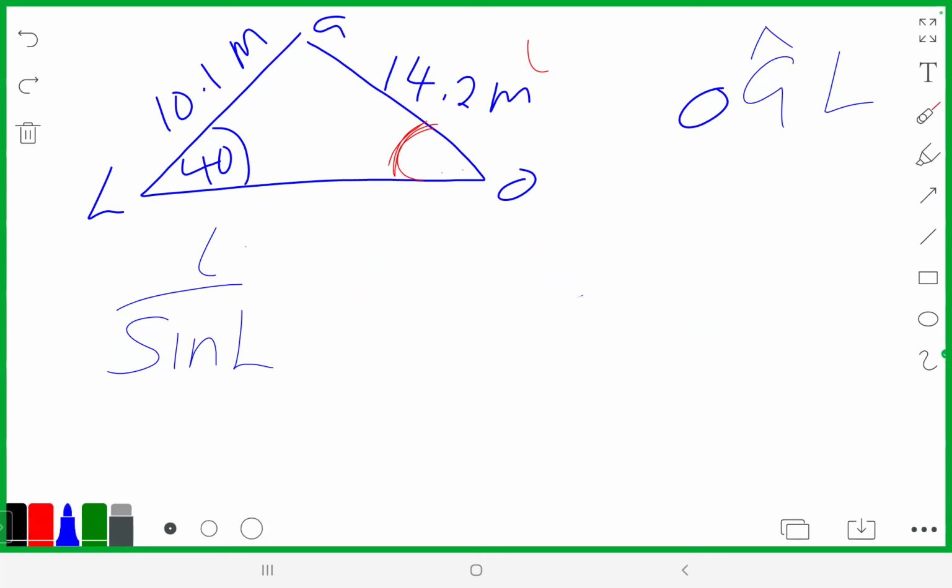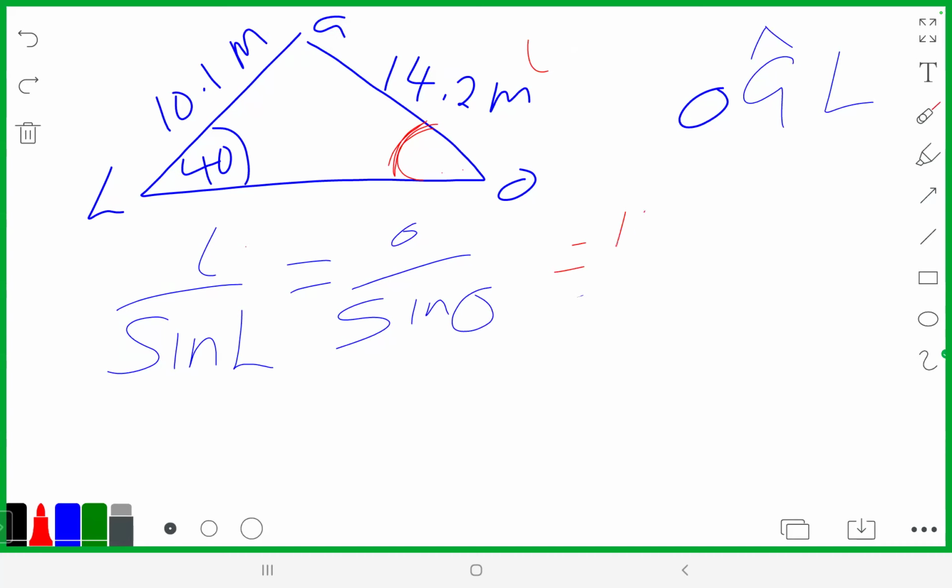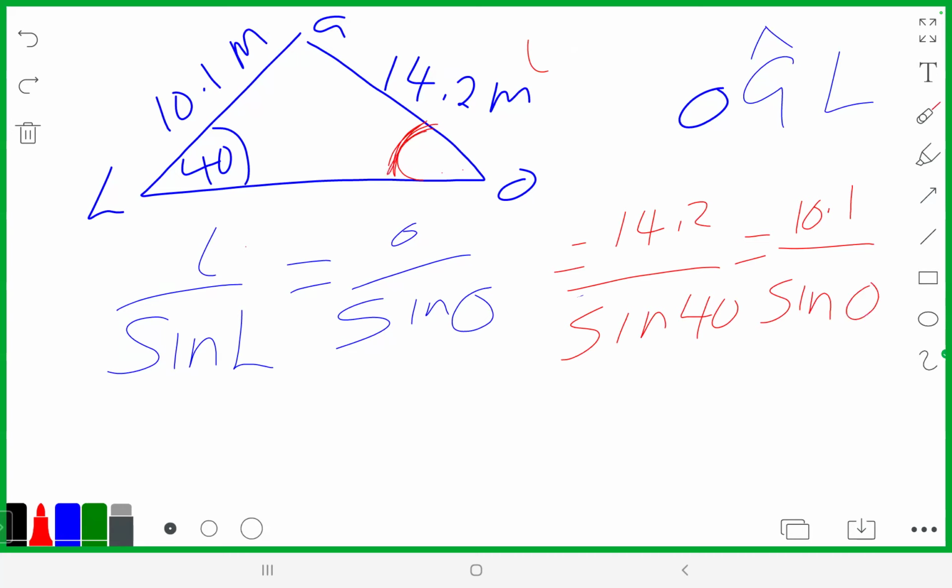So we'll remain with these two. We have side L and the sine L. So we can put side O equal to sine O. And we are going to look for sine O. Let's go ahead and calculate. What is side L? 14.2 divided by sine 40, isn't it? Equals side O, which is 10.1 divided by sine O. We want to find this angle.